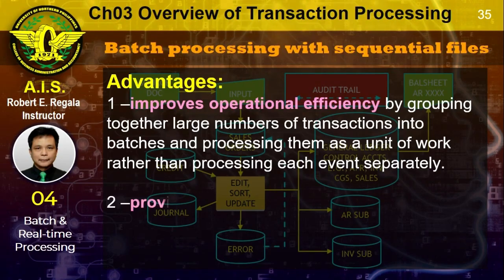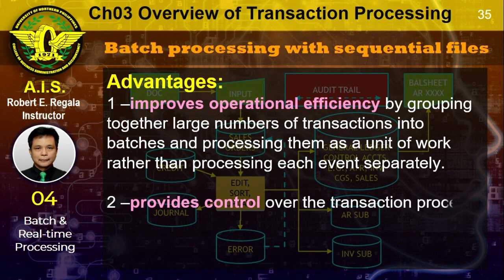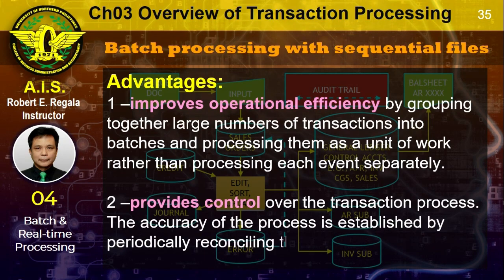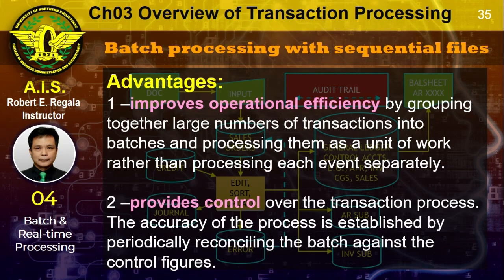Number 2, batch process provides control over the transaction process. The accuracy of the process is established by periodically reconciling the batch against the control figures. Balance should be sought between the economic advantage of large batches and the troubleshooting disadvantage of large batches, since finding an error in a very large batch may prove difficult, but it is easier in small batches.